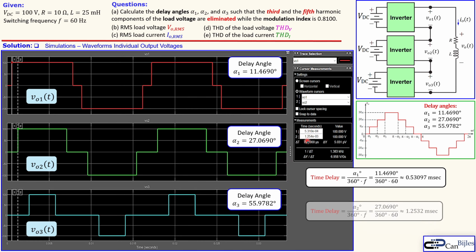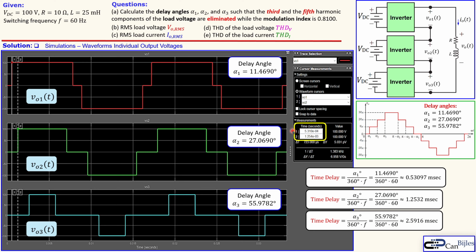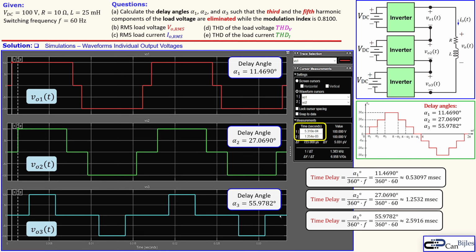The next one is for this one for green. This is the second label, and that is now here 1.254 milliseconds, and that's actually shown here, very close to what we have actually. The next one is not labeled here, but that is also calculated here as shown here, so 2.5916 milliseconds. That's for the third one. And it's all here actually for the two labels shown here.